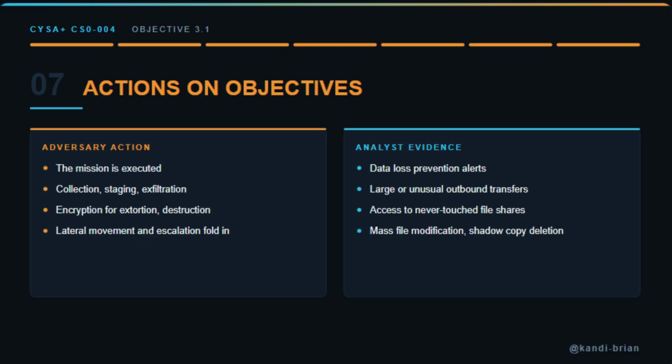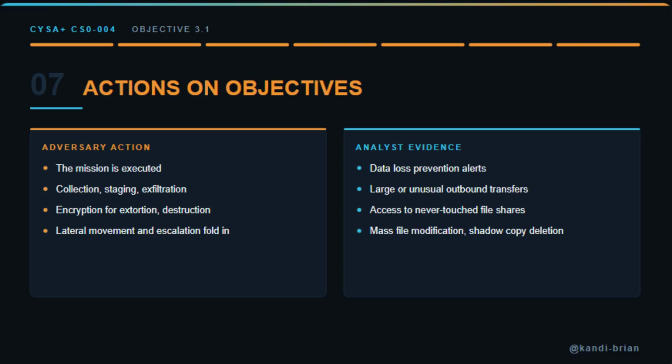Data collection and staging into an archive, exfiltration over the C2 channel, or a separate transfer service, encryption for extortion, usually preceded by deliberate destruction of backups and shadow copies, destructive wiping, business email compromise, and fraudulent payment redirection, or simply staying resident and quiet to maintain long-term access.